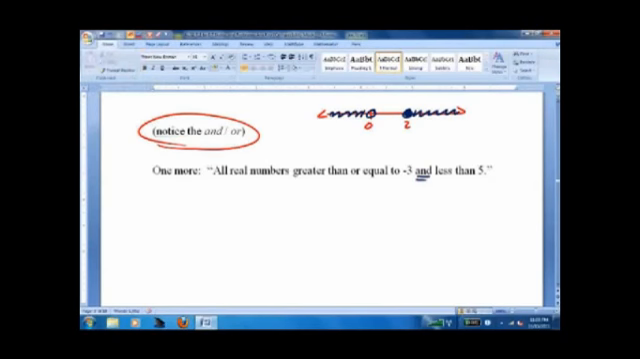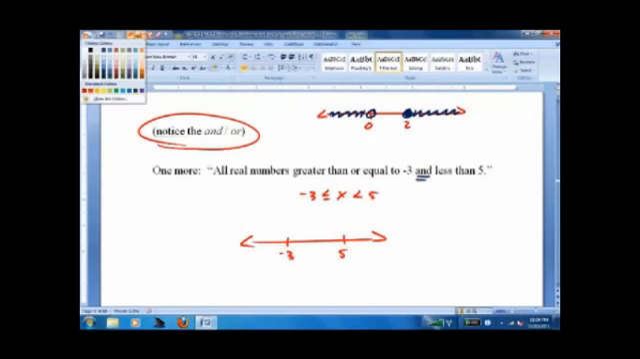Less than 5, so we know it's going to be -3, greater than or equal to x. Is x greater than or equal to -3? Yes, we get it right. Less than 5. There we go.